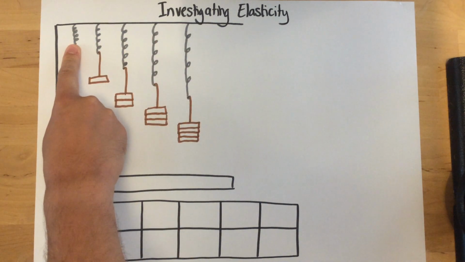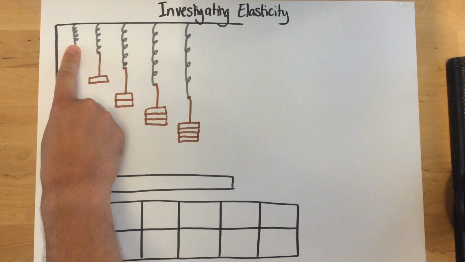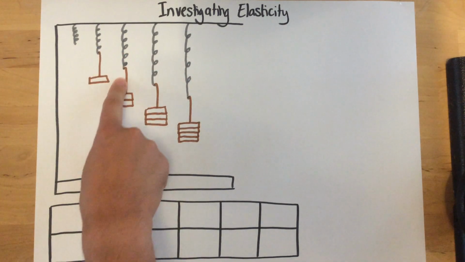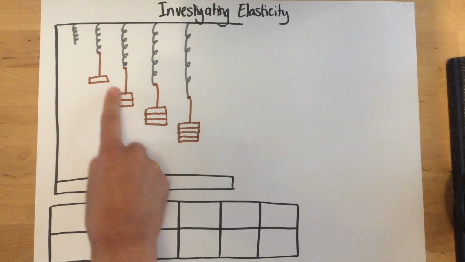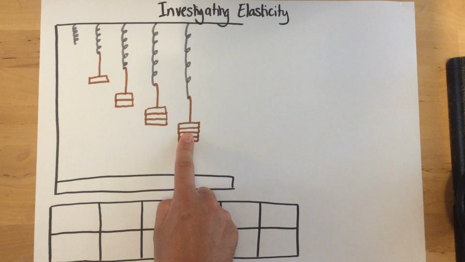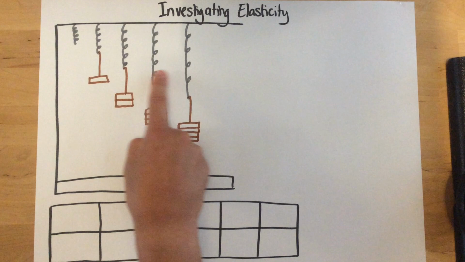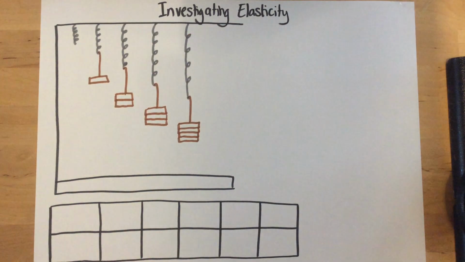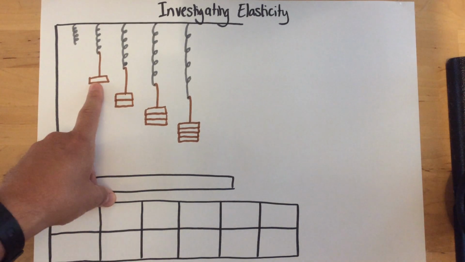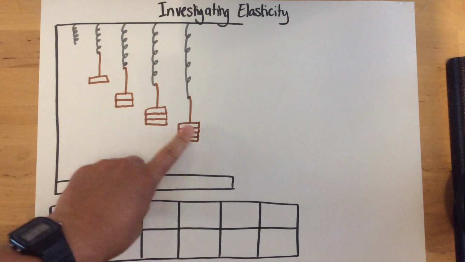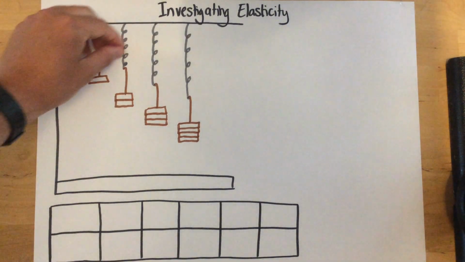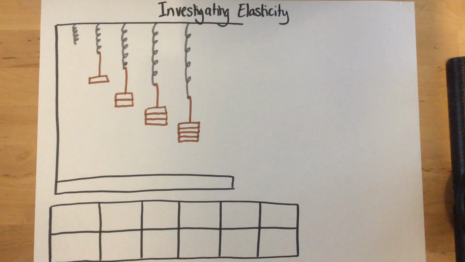Here we have a spring, and this shows the same spring, but with different amounts of force added to it. Each time, more and more of these hanging masses have been added to the spring, and as you can see, the more force applied to the spring, the further it extends. So the independent variable, the thing that I'm changing on purpose, is the force applied to the spring, and the dependent variable, the thing I'm recording, is how far the spring extends.